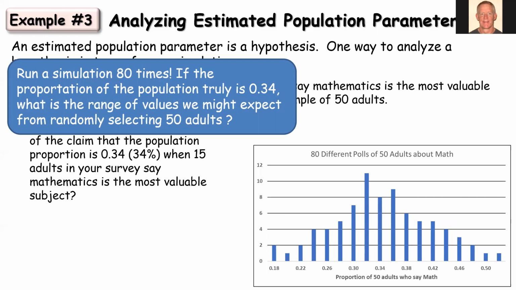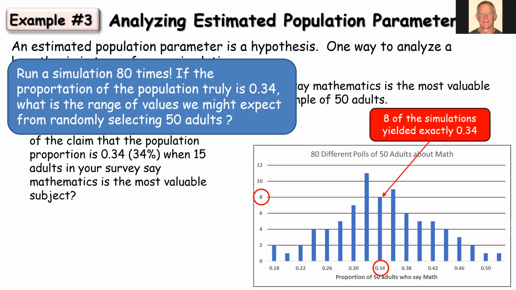In other words, what if we were to simulate that we went out and asked 50 adults this question, and we did it 80 times? What is the range of values we might expect from randomly selecting 50 adults out of the entire population? So let's look a little bit at the graph here, and make sure we know how to interpret this.